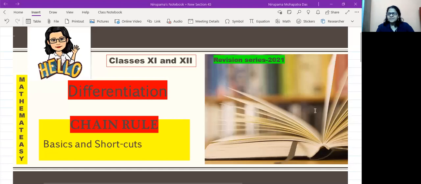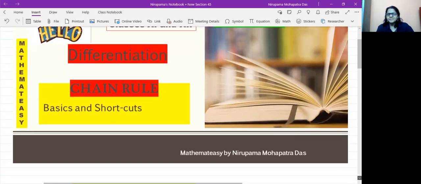So we are here to study differentiation, and specifically the chain rule. It means the chain rule of differentiation is today's point of discussion. And in this revision series, we will be covering the basics and shortcuts, so that you can be very confident to solve the questions.